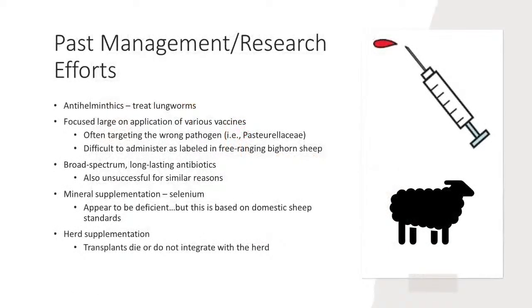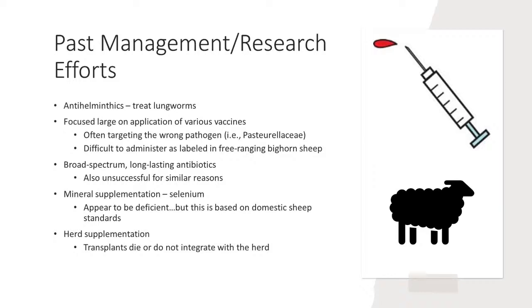So management that we've tried to do, kind of the focus of our talks at this workshop, we tried a lot of things. We've tried anthelmintics when we thought it was lungworms. It wasn't lungworms, so that didn't work. We've tried a large suite of different vaccine strategies, but generally in the past, when we've done most of this, we've been targeting the wrong pathogen. We're targeting a secondary pathogen, and there's no great vaccine for Mycoplasma ovipneumoniae.